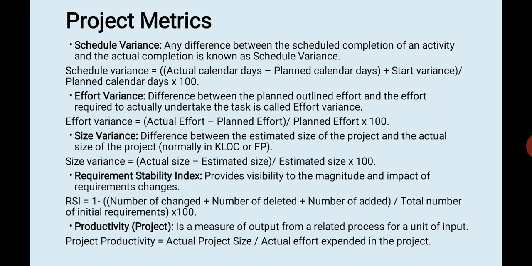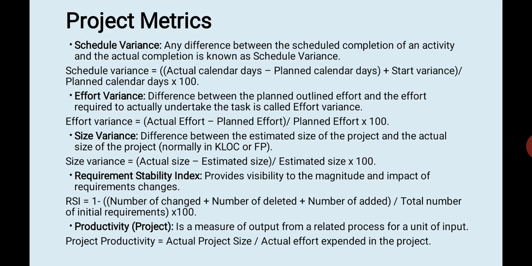So what's the formula? Schedule variance is equal to actual calendar days minus planned calendar days, plus start variance, divided by planned calendar days, into 100. So that is how many days it actually took and how many were planned.